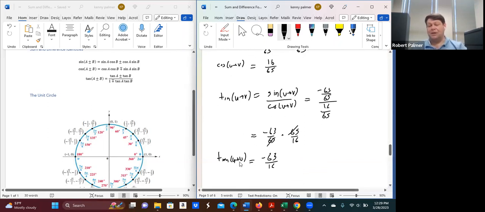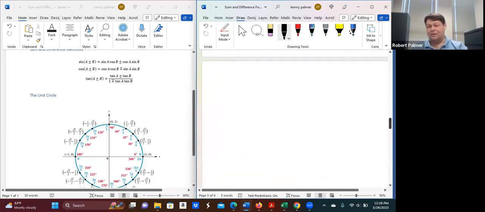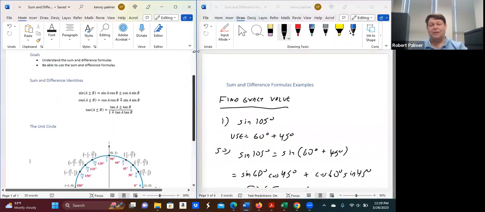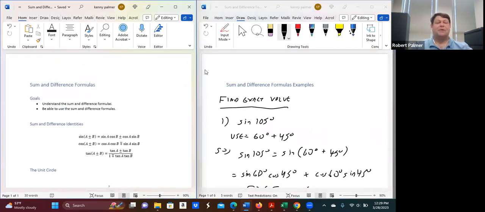In this case, we don't even know what u plus v is, or actually any of the angles, but because we know the values for u and v separately, we can find u plus v, and also do the same and find u minus v.